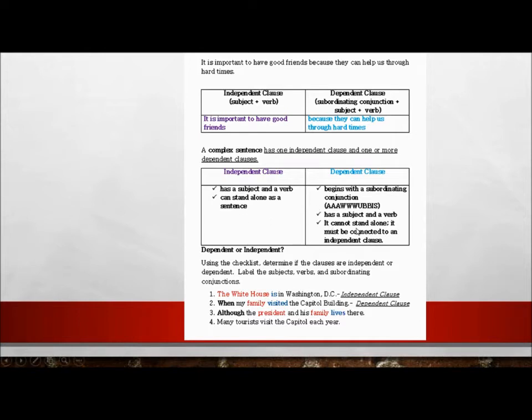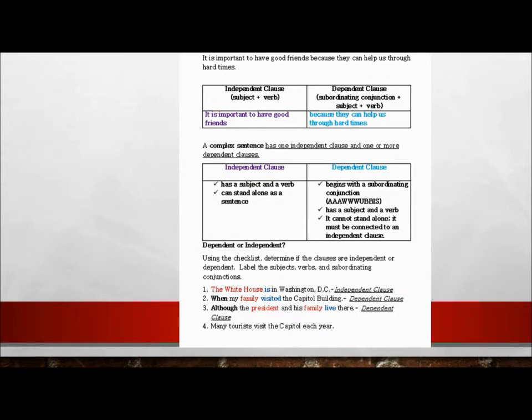So remember, a dependent clause cannot stand alone. It must be connected to an independent clause. Although the president and his family lives there. So that cannot stand alone. That is not a complete sentence. So it must be connected to an independent clause to be a complete sentence. So therefore, it is a dependent clause.